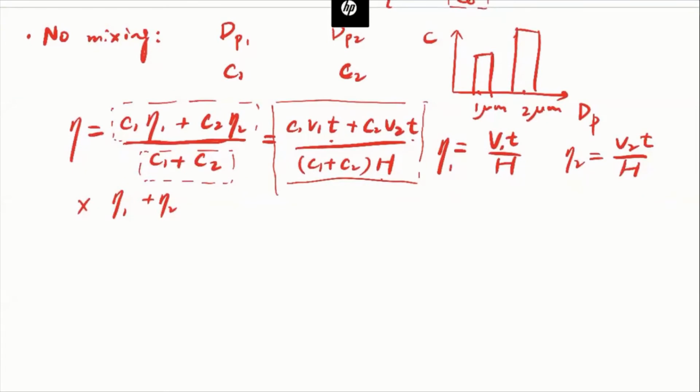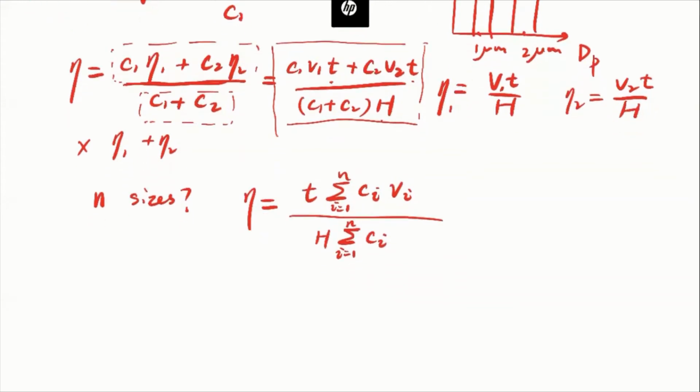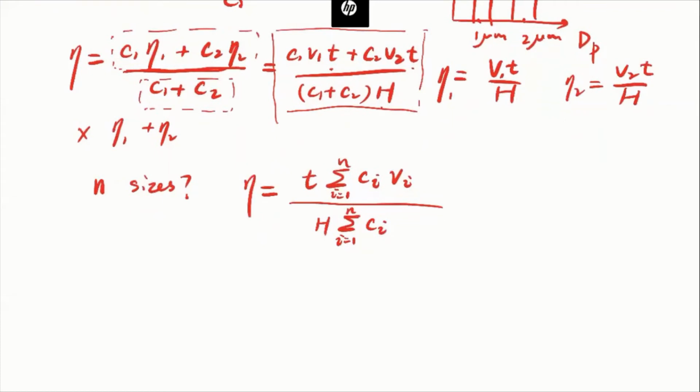What about when we have n different sizes? It's similar to the two different particle sizes. We just need to add in more terms, right? So the eta is going to be, let's say we take the time term out, and we have Ci multiplied by Vi, i from 1 until n, right? In the denominator, we have h, multiplied by the sum of i equal to 1 until n. So does this make sense?